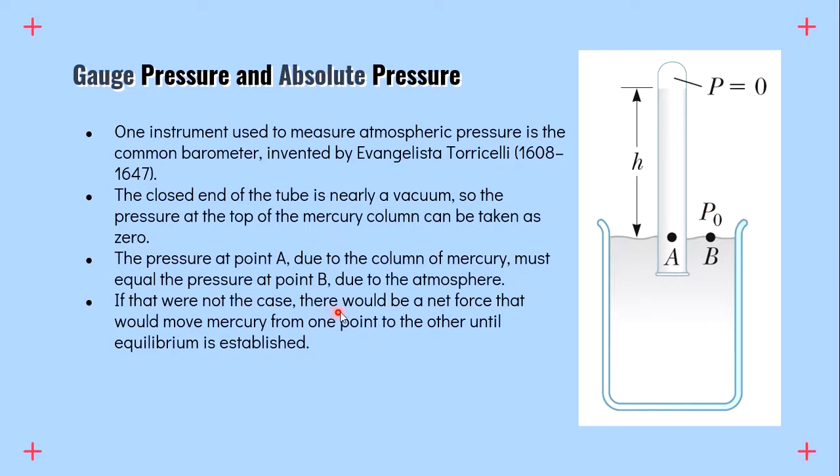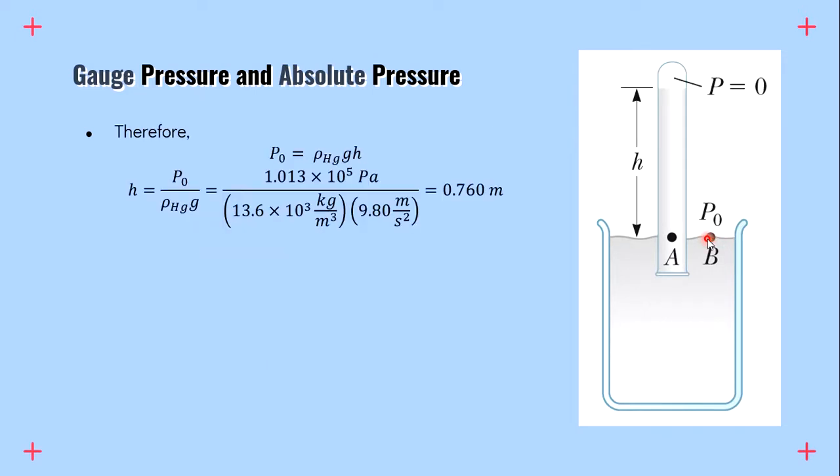If that were not the case, there would be a net force that would move the mercury from one point to another until the equilibrium is established. But since there should be no motion, the liquid here is not going down or up, and the liquid here is not going down or up, then this must be in equilibrium. Therefore, the pressure exerted by the liquid here at point A is equal to the pressure exerted by the atmosphere here at point B.